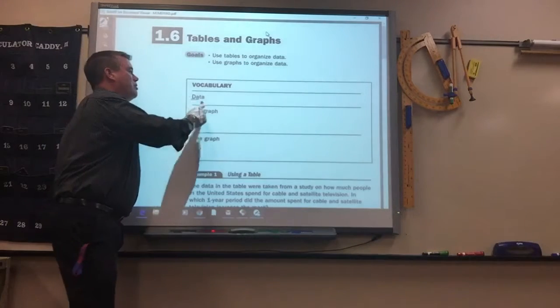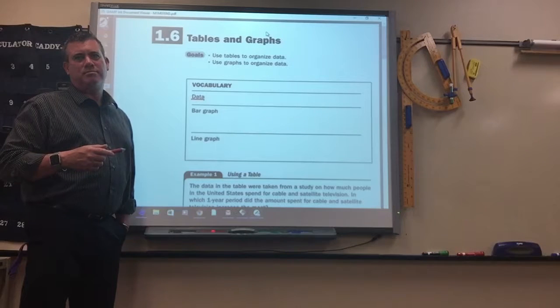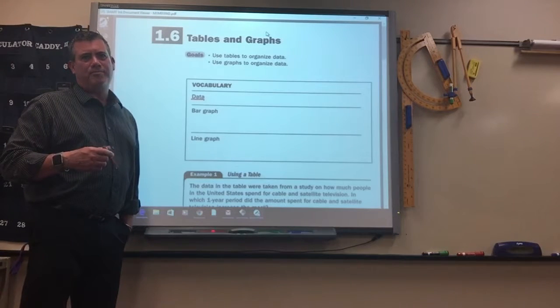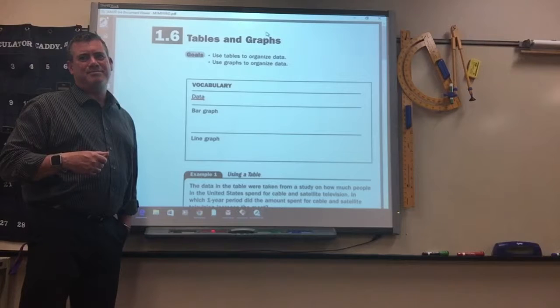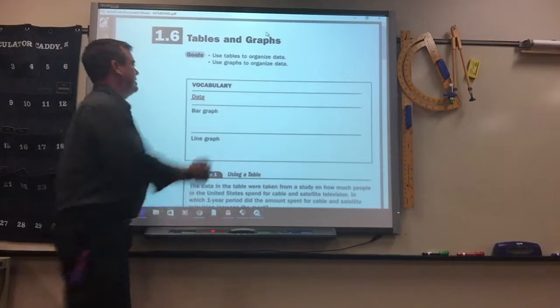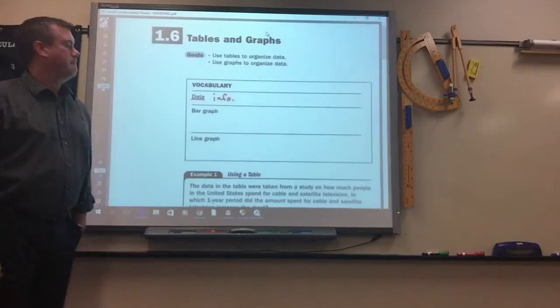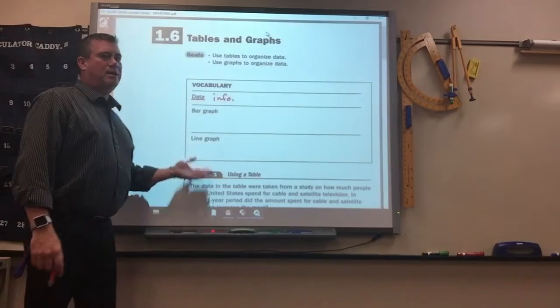So, everyone remembers what data is? Hopefully? What's data? Stuff you put in. Information. Information. Good job, Gretchen. Stuff you put in your graph. So, a bar graph and a line graph.